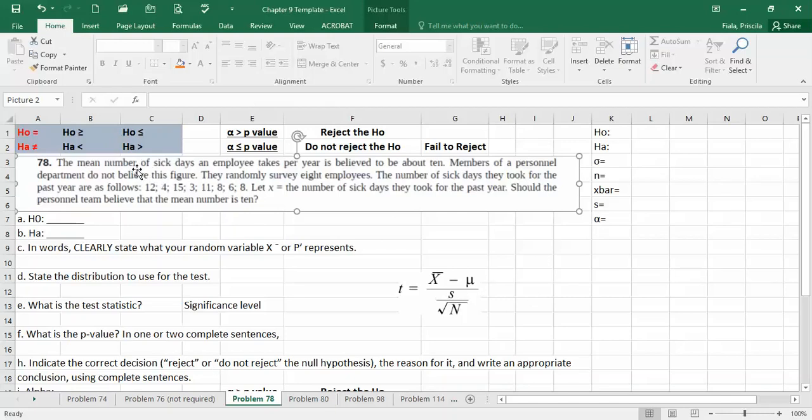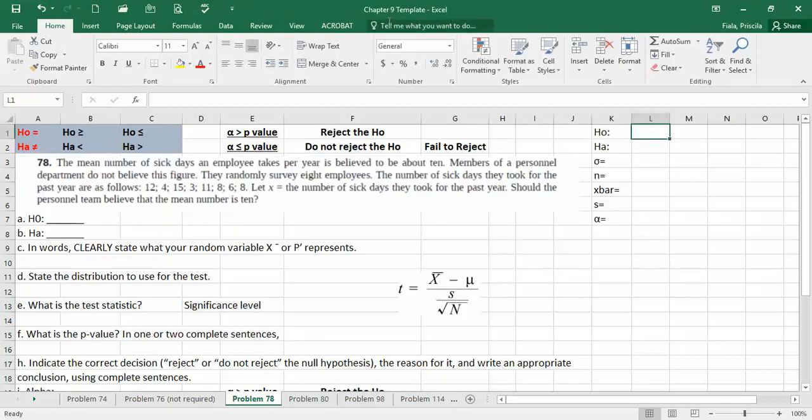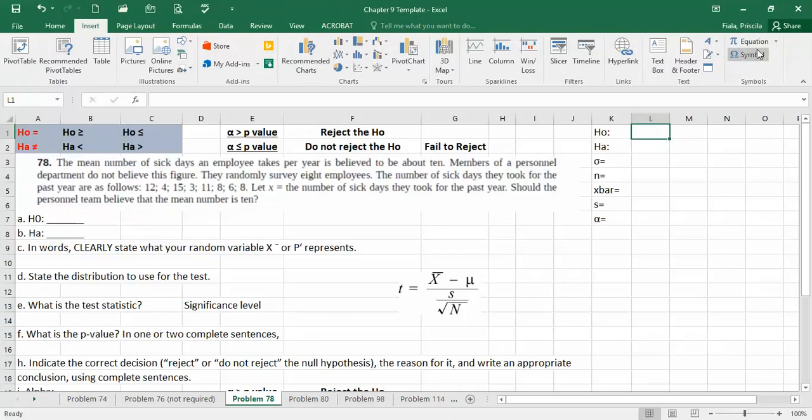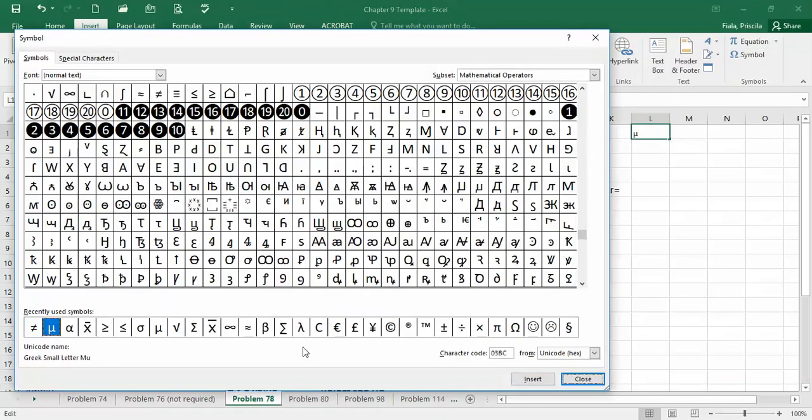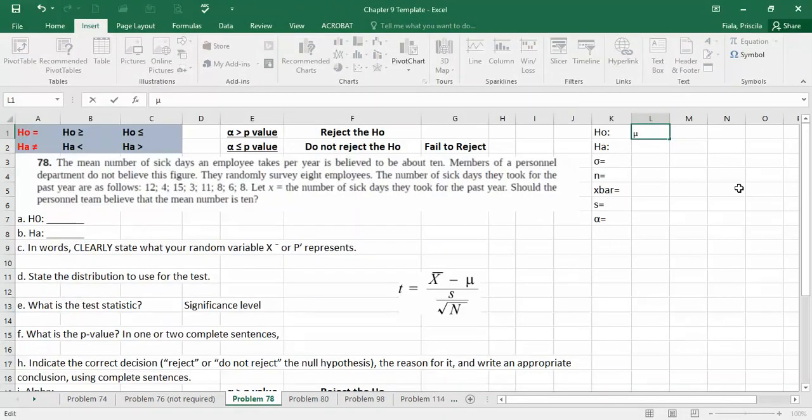It says the mean number of sick days an employee in general takes per year is believed to be about 10. The mean number, so we're working with the mean, correct? Not proportional. So in general, we're talking about employees taking sick days, and he believes it to be about 10. So say equals to 10, and I just said that we are working with the mean, correct? Not a proportion, not a percentage, and it says to be 10.